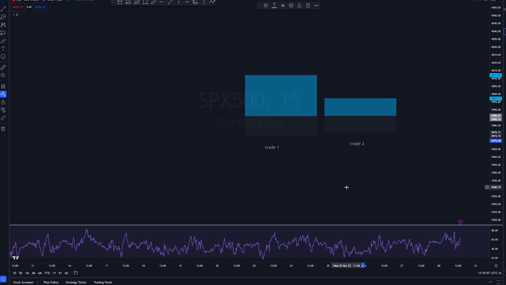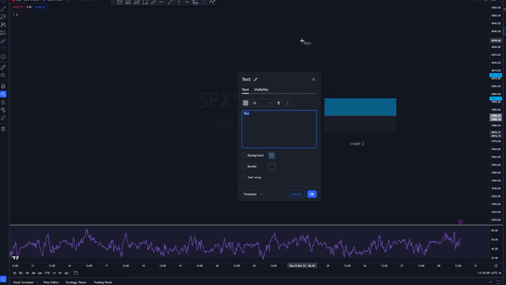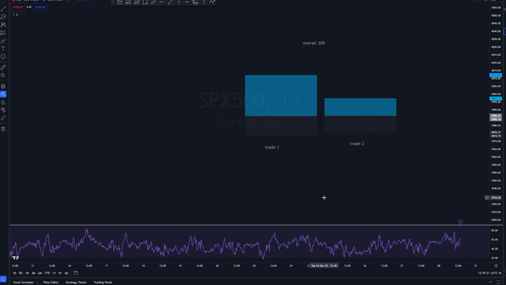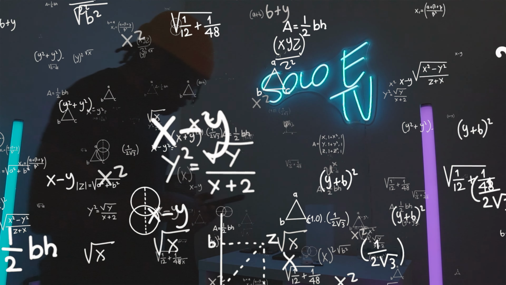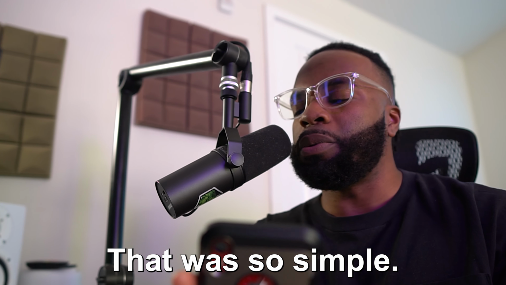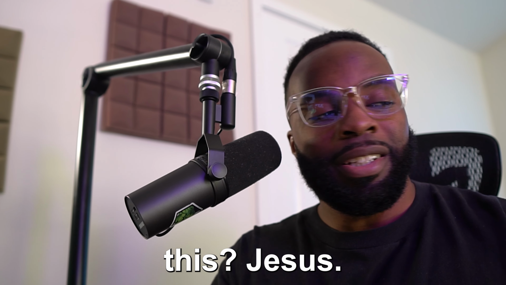So if I'm entering a trade and I know I am risking 30% overall, which we would take 2 trades, we have to divide that by 2. Hold on, one thought. Let me figure out this quick math. 30 divided by 2, we're looking at 15%. That was so simple. Why the hell did I do this? Jesus. A few moments later.